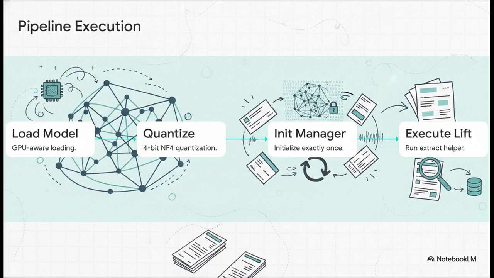But the single most important step for scale here is initializing the inference manager. We do this exactly once. By reusing this manager, we entirely avoid the massive overhead of repeatedly loading that huge model into memory for every single invoice in a batch. Once the model is nice and warm, we just execute our helper function wrapping lift.extract.